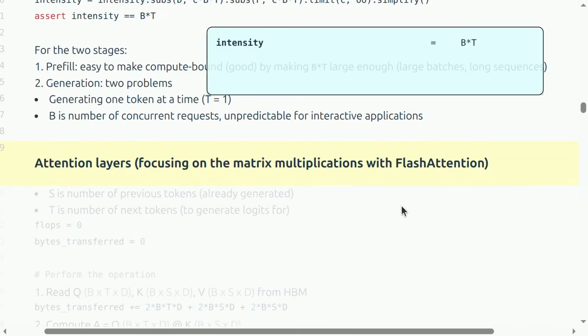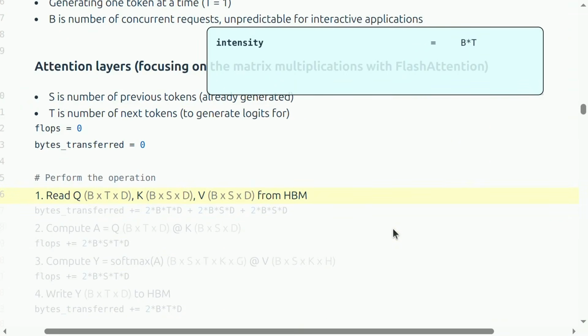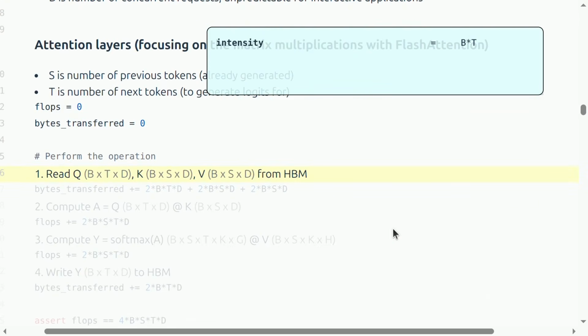So now let's look at the attention layer. Again, S is the number of previous tokens already generated. T is the number of tokens you want to generate logits for. So in attention, you read the QKV matrices from HBM. You compute the attention.